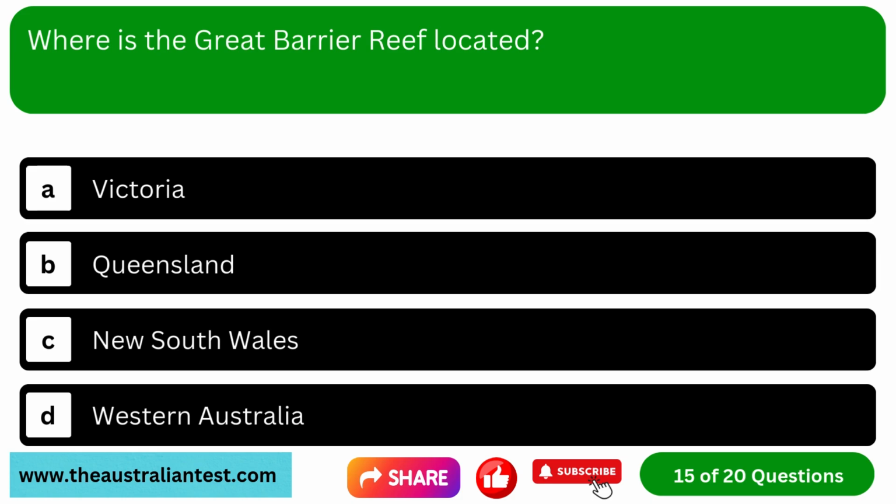Question 15, where is the Great Barrier Reef located? Option A, Victoria. Option B, Queensland. Option C, New South Wales. Option D, Western Australia.